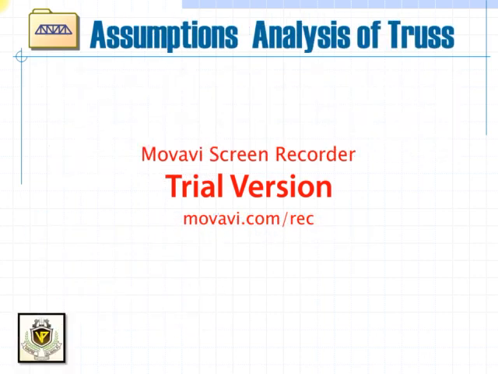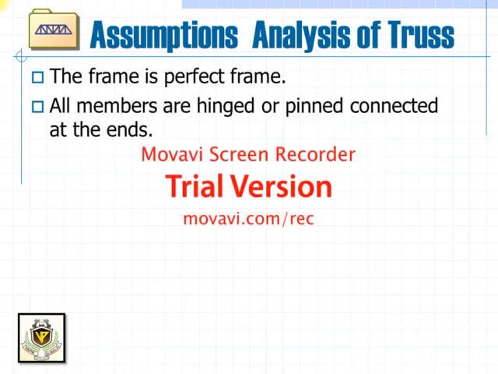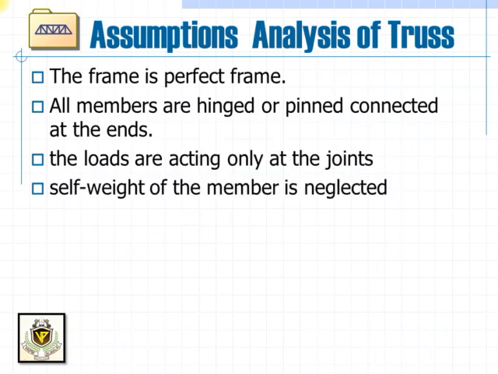While analyzing trusses, some assumptions are made, which are: the frame is a perfect frame, that means the frame satisfies the equation n is equal to 2j minus 3. All the members are hinged or pin connected at the ends. The loads are acting only at the joints. Self weight of the member is neglected.